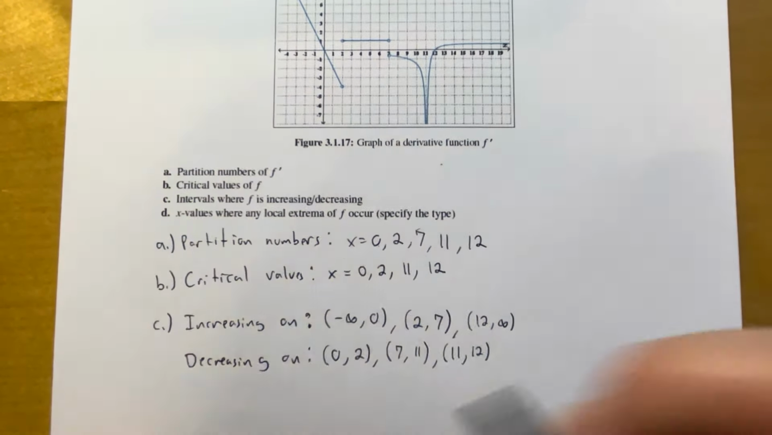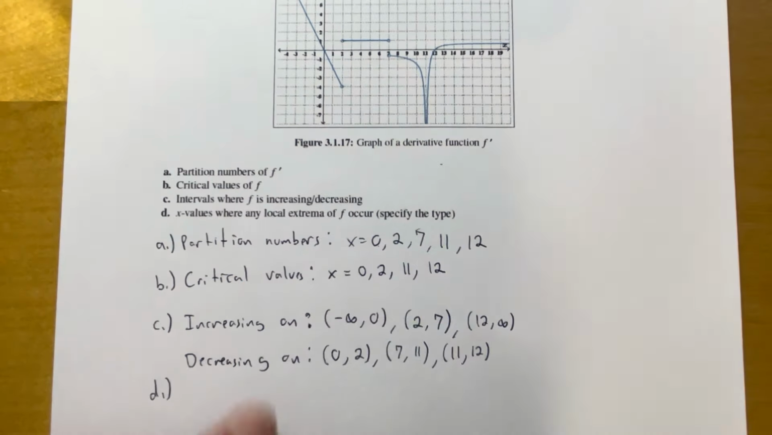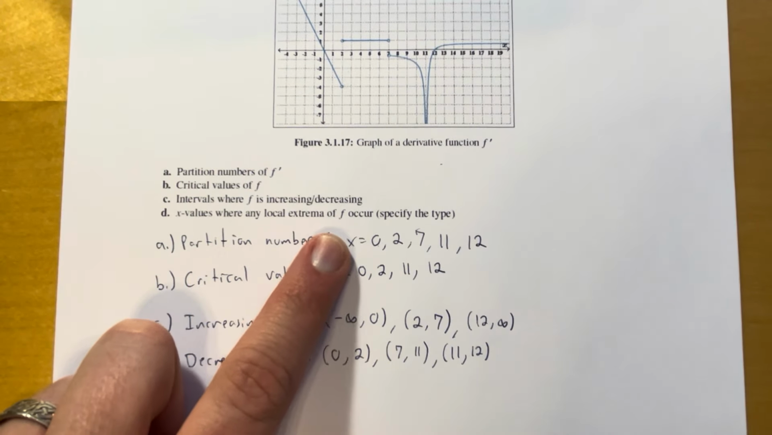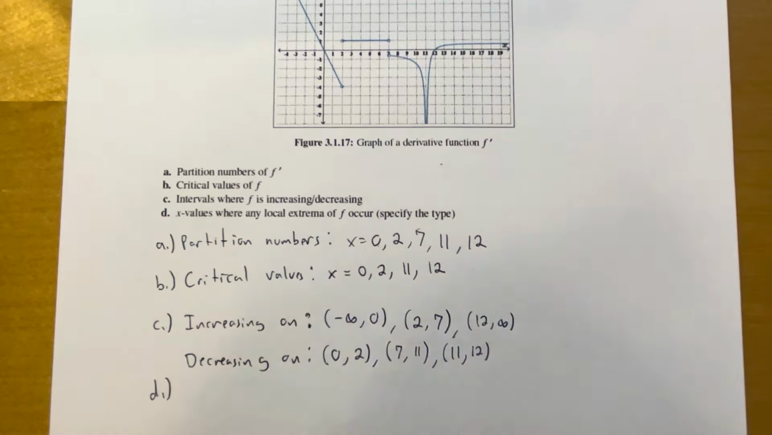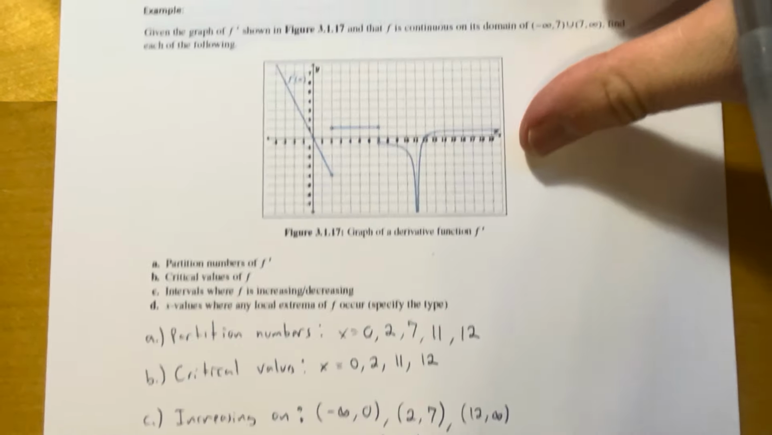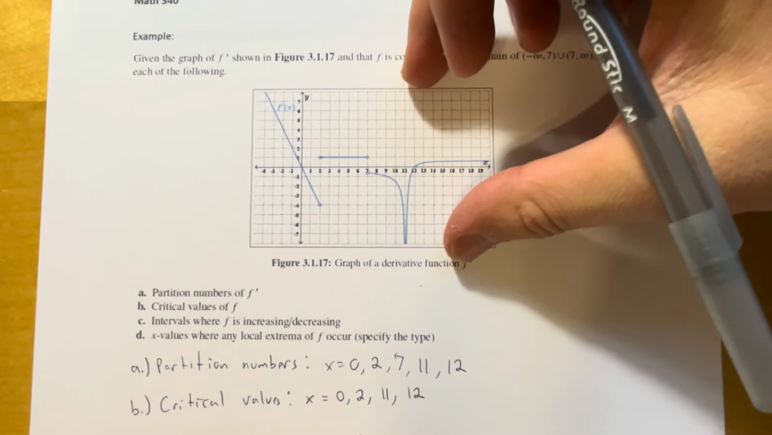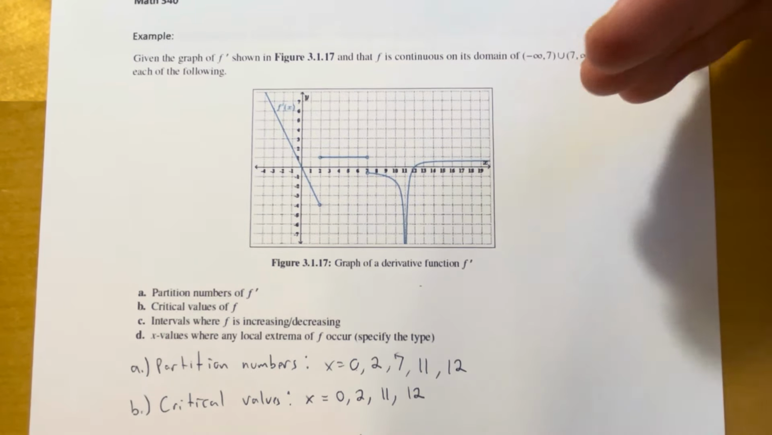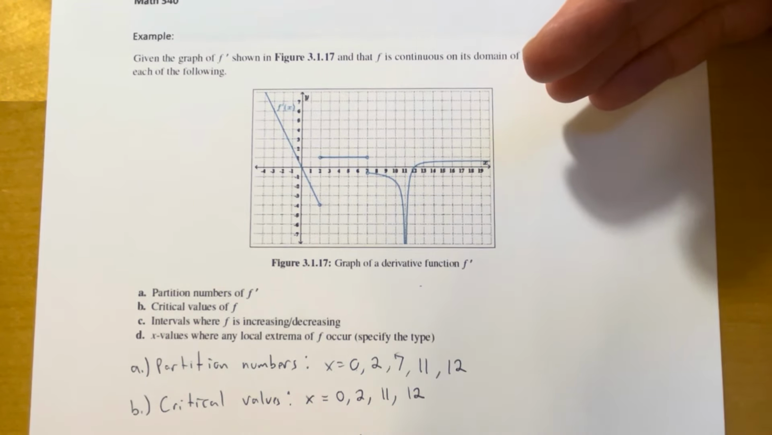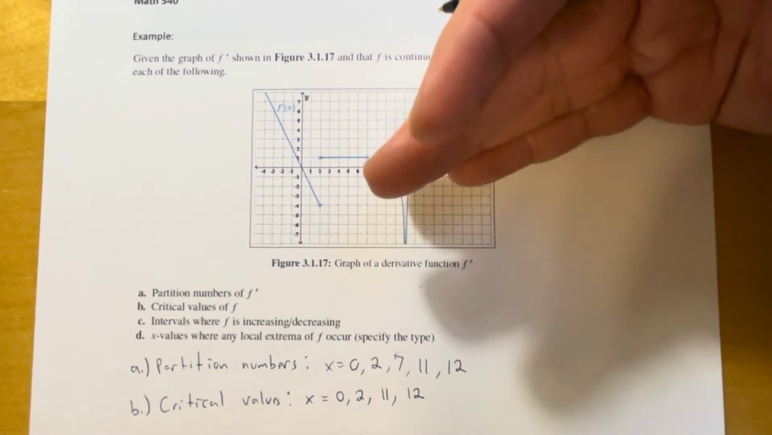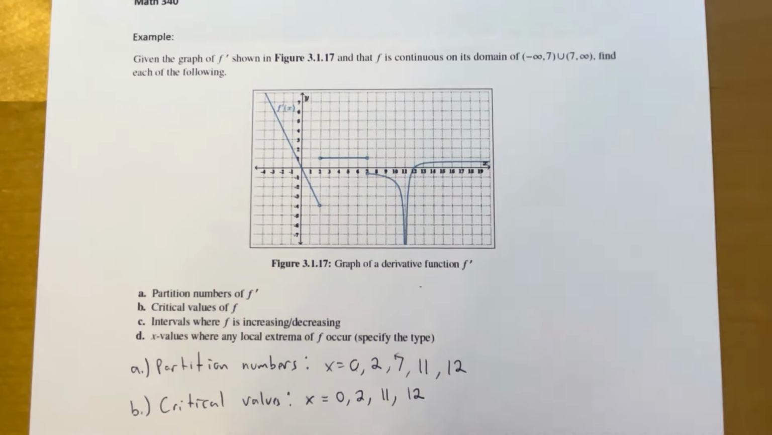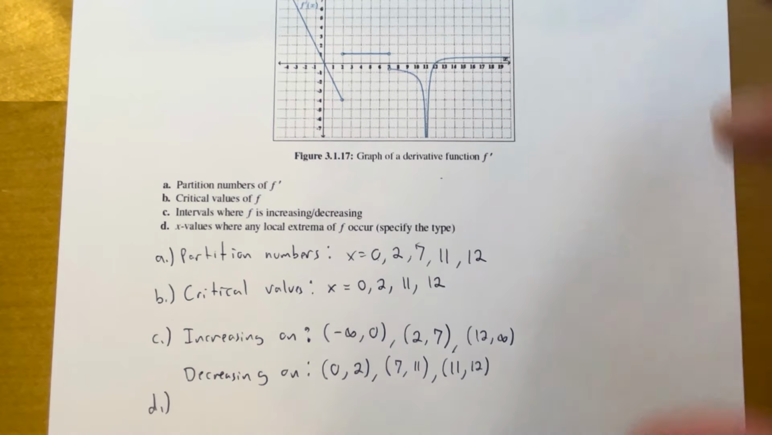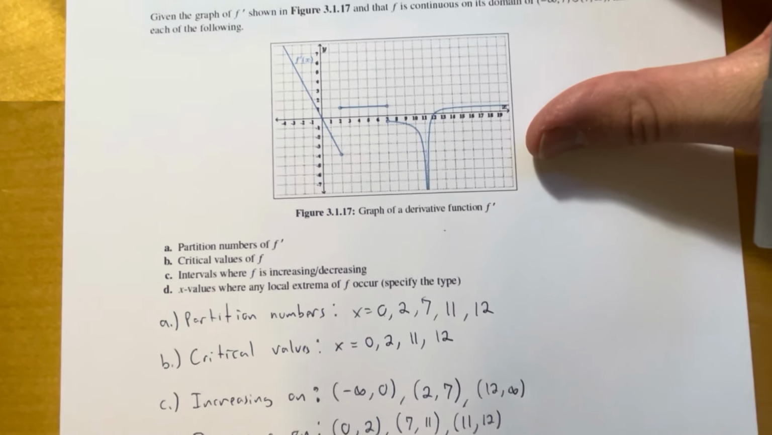Okay. Finally, I need x values where local extrema of f occur. Notice we no longer need to find the actual values of those local max or mins. What we need is just the x values. And the reason why that's the case is because we don't have the graph of f of x to look at. So we can determine where those max and mins are occurring, but we're not able to see where they are relative to the y-axis anymore. So just looking for the x values and what type of extrema we're dealing with.